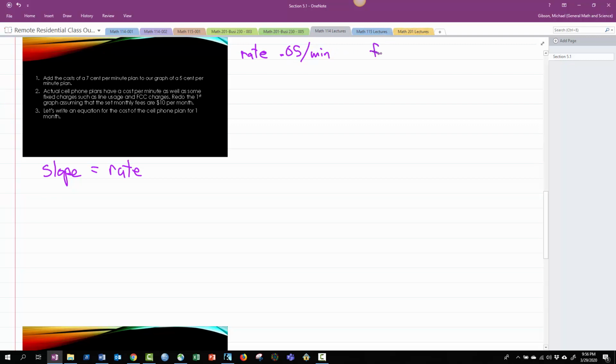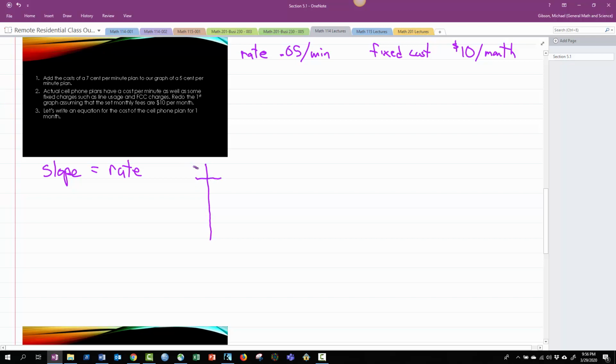Okay, and now we also have a fixed cost of $10 per month. So if we make a few points here, T and Y, right? T is 0. Well, now T times the rate is 0, but there's a fixed cost of $10, so it's $10. Even if you don't make a call, it's $10 just for having the line open.